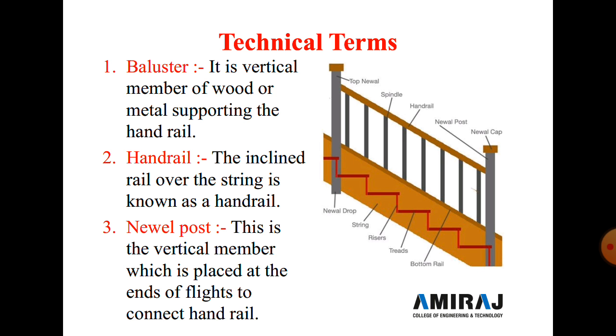Next is the handrail. This includes the rail over the string, known as the handrail. A handrail is generally required to support the person while climbing the stairs. Next is the newel post. This is the vertical member placed at the end of the flight to connect the handrail, known as the newel post. It is always provided at the start and end of the flights.